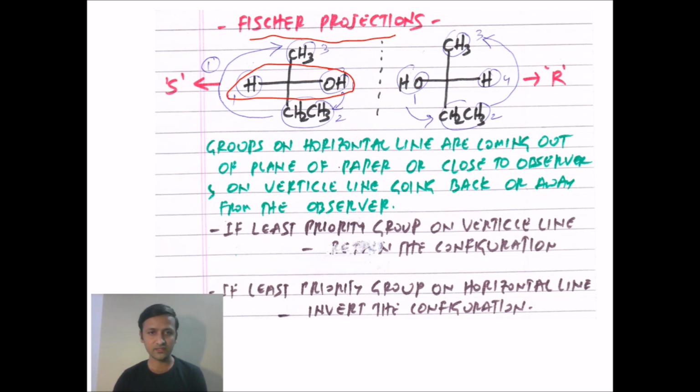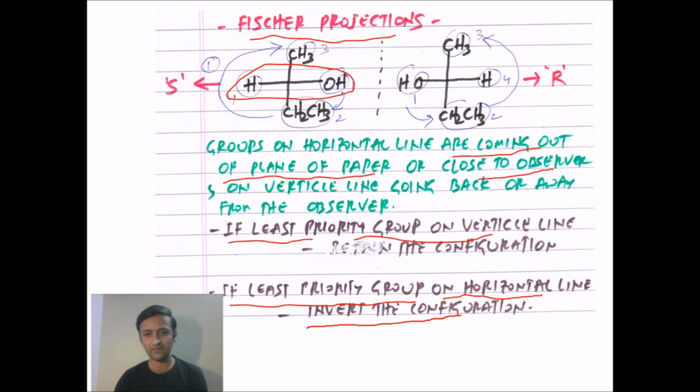Okay, the rule says what here? The groups on the horizontal line are coming out of the plane of paper, or close to the observer. So if it is on the horizontal line, it means it's close to the observer, right? And if it is close, the rule says the least priority group should be away from the observer, right? And you can see the rule. Okay, let me take that now. If the least priority group is on the horizontal line, invert the configuration.